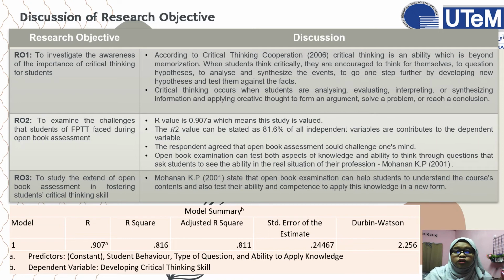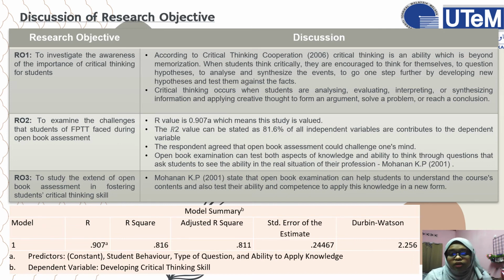For discussion of research objective, RO1 is to investigate the awareness of the importance of critical thinking for students. According to Critical Thinking Corporation, critical thinking is an ability which is beyond memorization. When students think critically, they are encouraged to think for themselves, to question hypotheses, to analyze and synthesize the events, to go one step further by developing new hypotheses and testing them against the facts. Critical thinking occurs when students are analyzing, evaluating, interpreting, and or synthesizing information and applying creative thought to form an argument, solve a problem, or reach a conclusion. Therefore, RO1 is achieved.